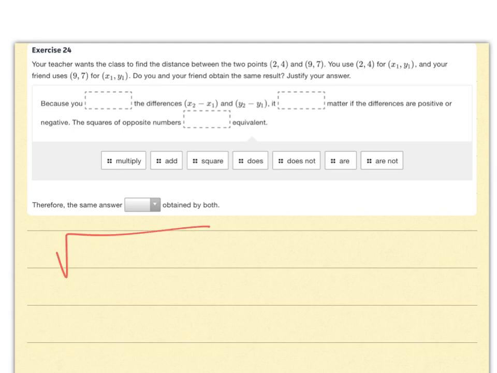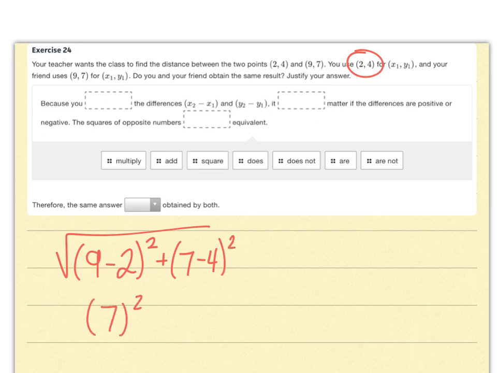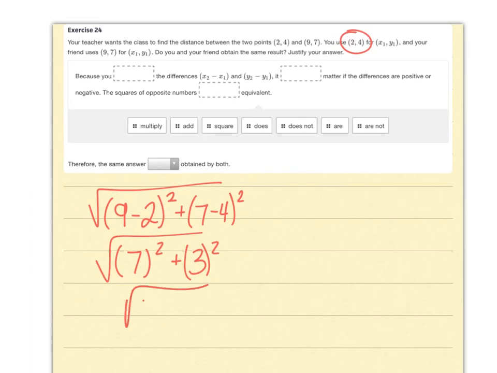If I do what you do and use the 2, 4 for x1, y1, then that means x2, 9, minus x1, which is 2, squared, would go right there. And then we would do y2, which would be 7, minus y1, which would be 4, squared. And that's going to give you 7 squared and 3 squared, which is 49 plus 9, which is the square root of 58. That's what you would get as your answer.